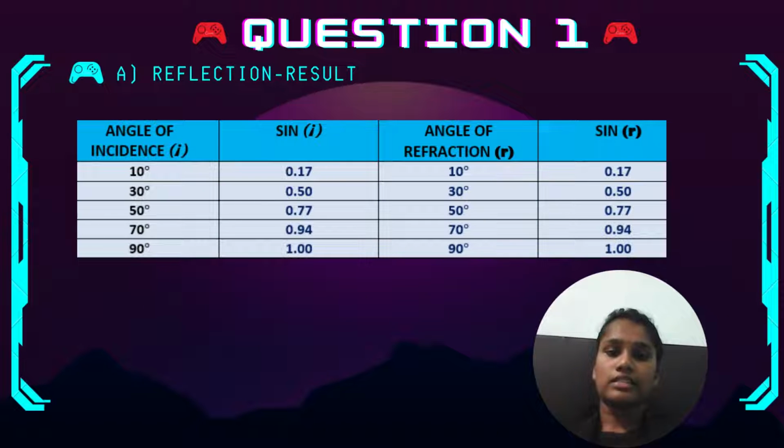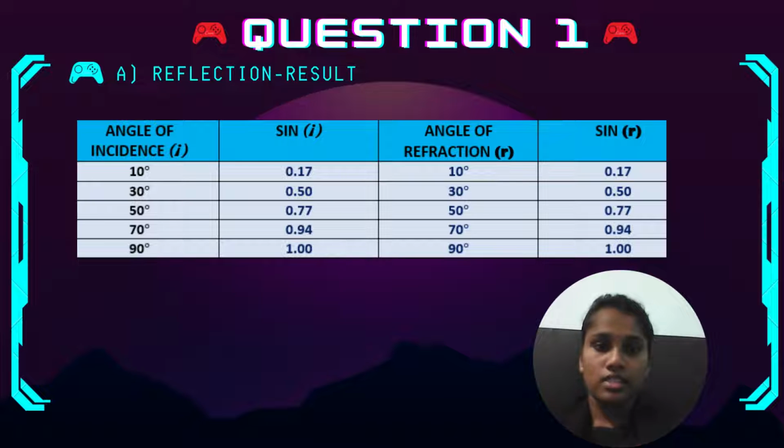As the angle of incidence is equal to the angle of reflection, the answer for sin I and sin R will be the same. For example, if the angle of incidence is 10 degrees, when we click sin 10 degrees, it will show 0.17. So it is the same for sin R. The answers will be the same for both the angle of incidence and the angle of reflection, which is sin I and sin R.